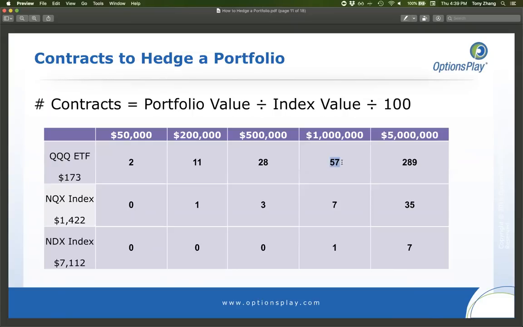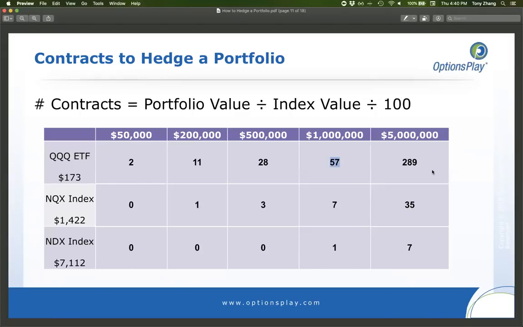And if you're paying per contract fees, that might add up to quite a bit in terms of transaction fees. So as you get into the larger portfolios, it makes sense to start taking a look at some of those indices. So the NQX, which is 1/5 the value of the full NASDAQ 100 index, is about 1,400. So that's suitable for portfolios greater than about $200,000, $250,000. As you can see, if you have a $1 million portfolio, you can trade 7 contracts of this as opposed to 57 contracts of the ETF. That will significantly reduce the number of contracts that you're trading and the transaction costs.